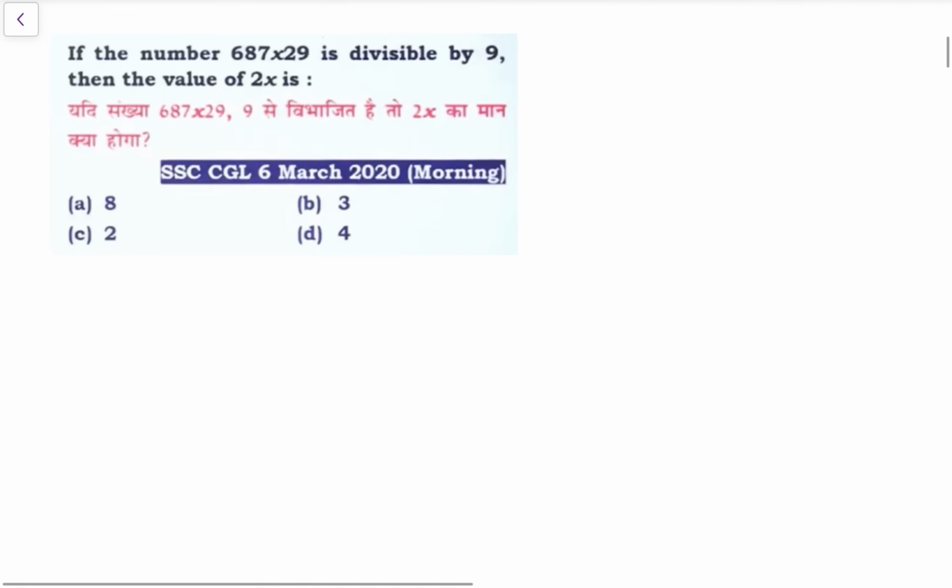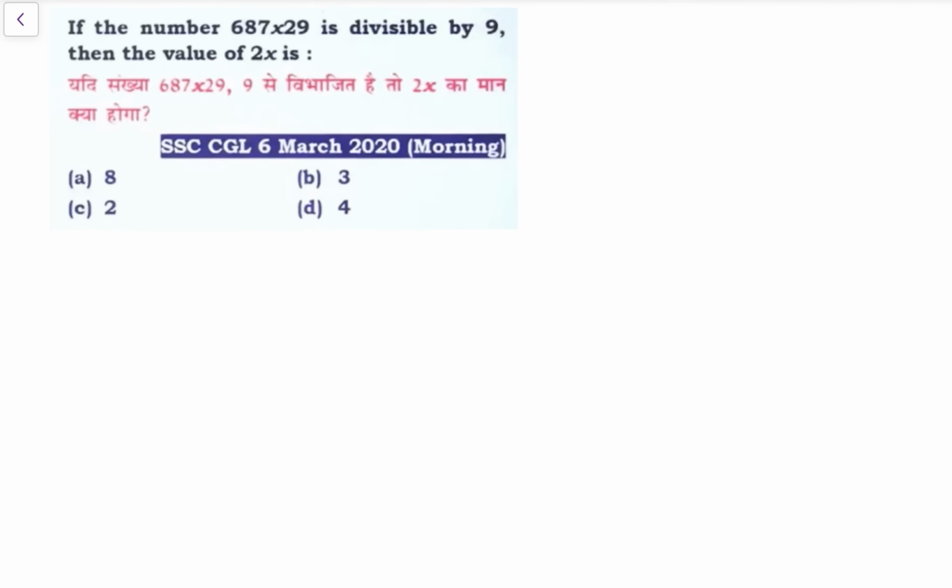Now let's see this question. If the number 687x29 is divisible by 9, then the value of 2x is? Asked in SSC CGL 2020. See, divisibility rule of 9 is what? Sum of the digits must be a multiple of 9.